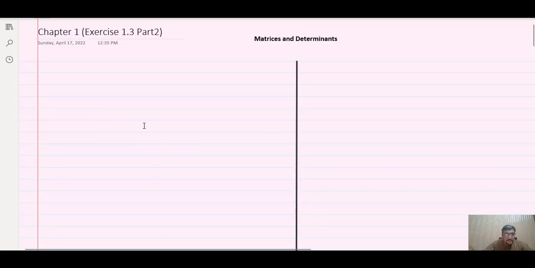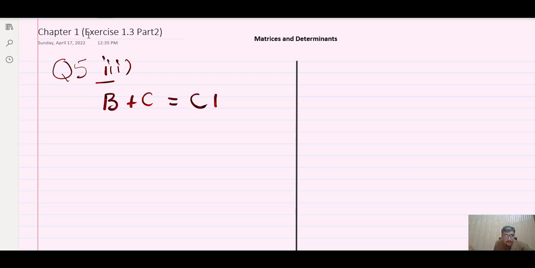Question number 5, part number 3, that is B plus C is equal to C plus B. So first of all, we will write the matrices of B and C.